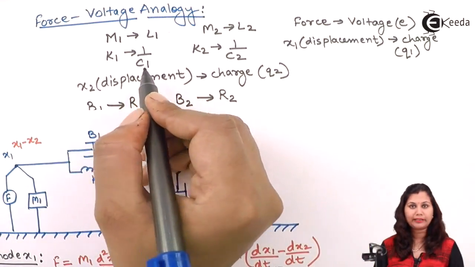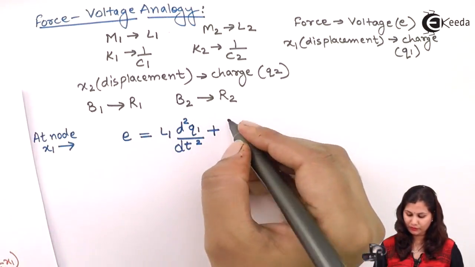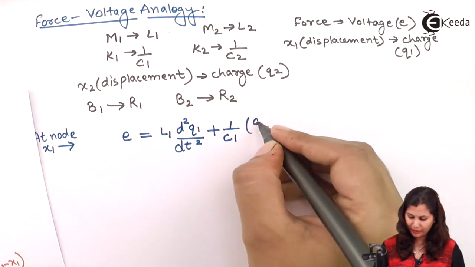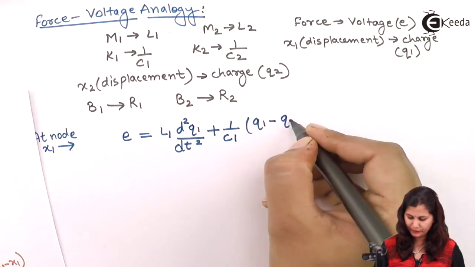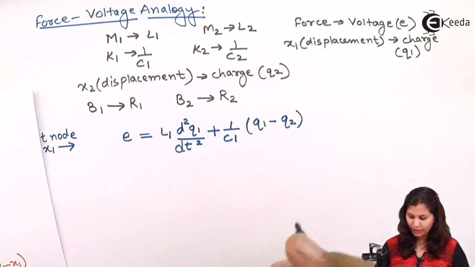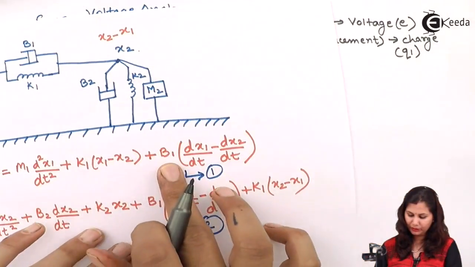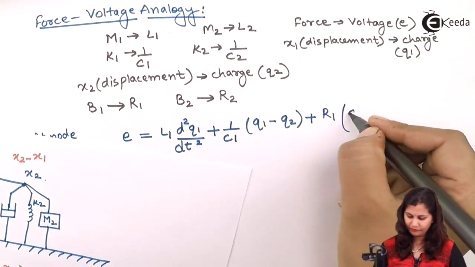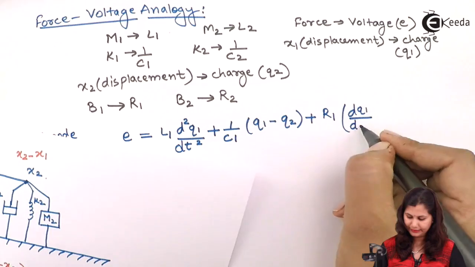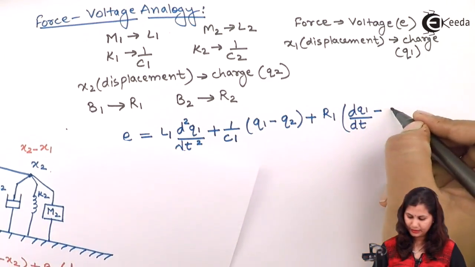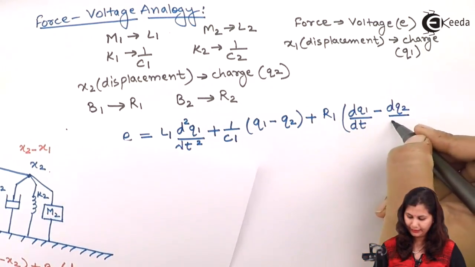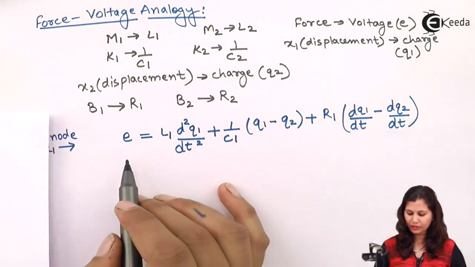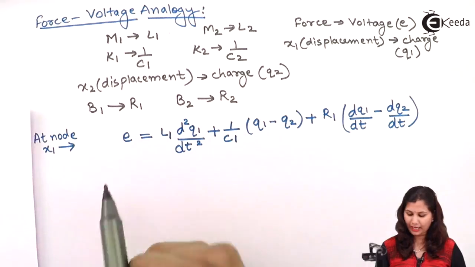Plus we have K1. K is replaced by the reciprocal of the capacitance, so we will have 1 upon C1. X1 will be replaced by Q1 and X2 will be replaced by Q2. Now we have B1 here, so B1 is replaced by R1. Then we have dQ1 by dt minus dQ2 by dt. Okay, so this is the equation in the force voltage analogy.